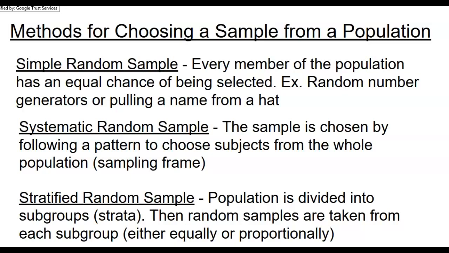The sample is then obtained by taking equal sample sizes from each stratum. In stratified sampling, it may also be appropriate to choose non-equal sample sizes from each subgroup in order to proportionally match the makeup of the population.